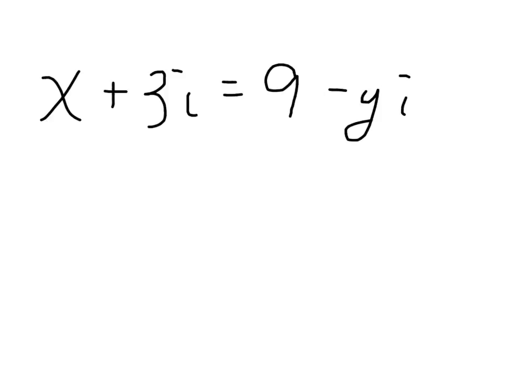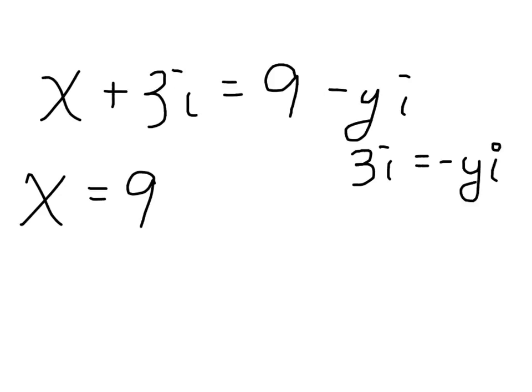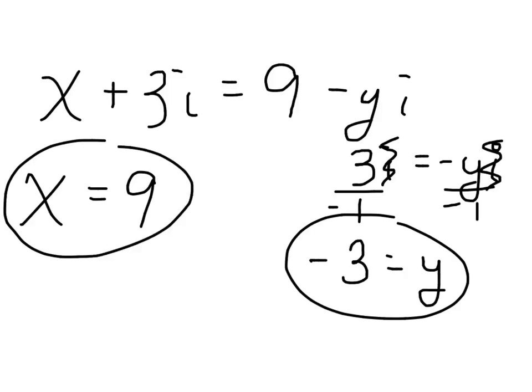Okay, so what do I do from here? X equals 9. Okay. So if I put 3i equals negative yi, what happens with the i's? They cancel out. And what do you get left? So I divide by negative 1, right? And I get negative 3 equals y. Good job. Are you guys okay with that? Pretty easy? Okay, good.